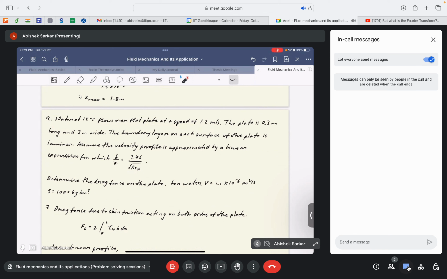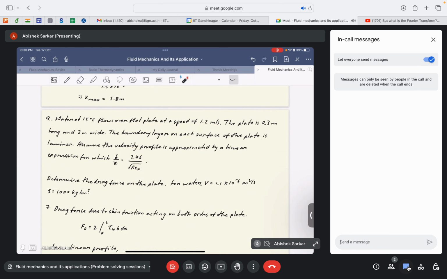Okay, assume the velocity profile is approximated by a linear expression for which delta by x is equal to 3.46 divided by the square root of the local Reynolds number. And this is what I was telling. We have not evaluated this expression, but still see the discrepancy in the value of the constant term when compared to the Blasius solution.